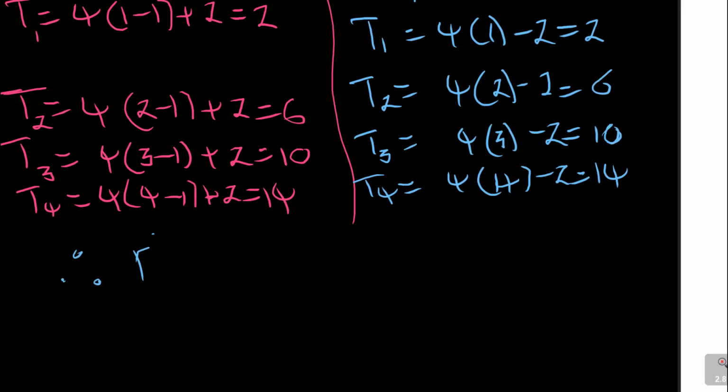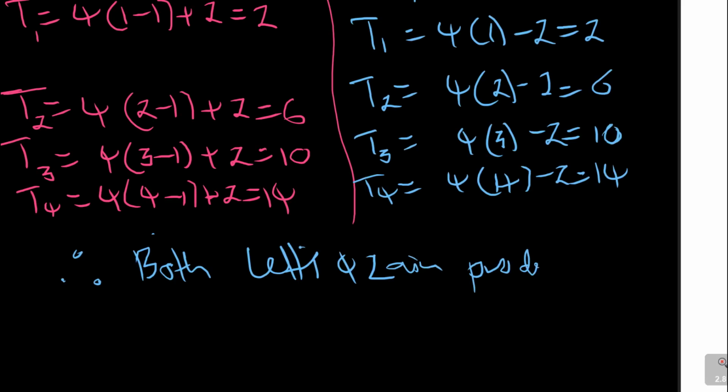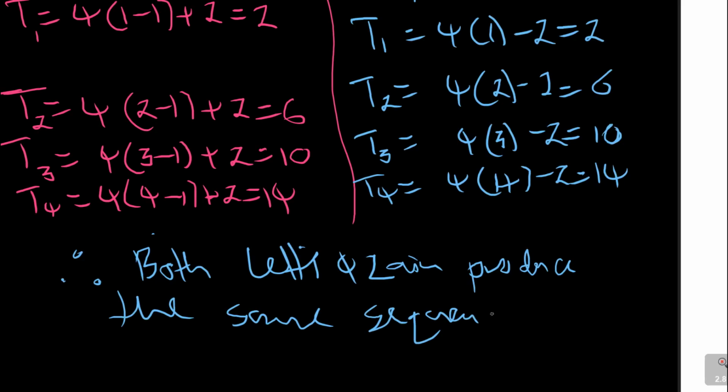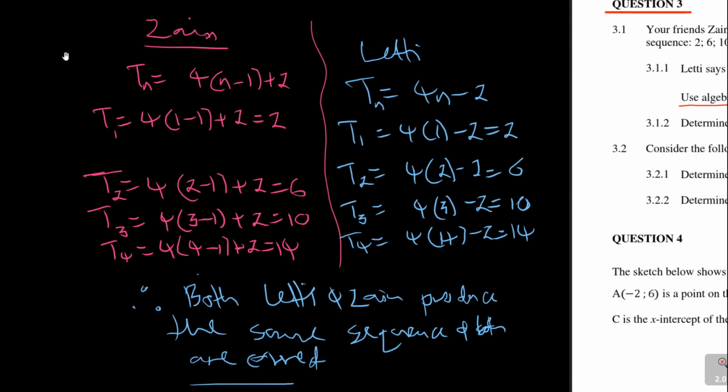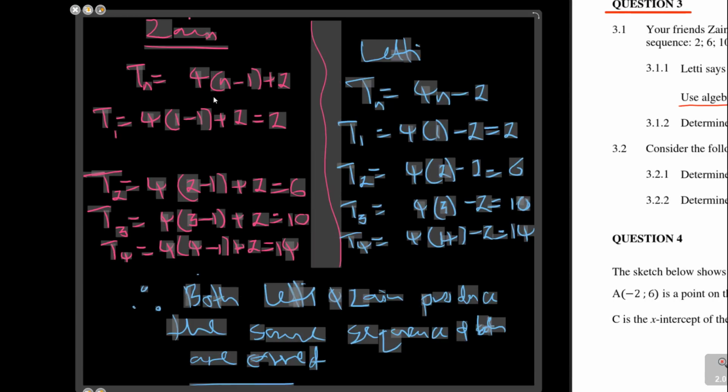Therefore, both Letty and Zane produce the same sequence, and both are correct. You understand? It's still algebra to me. It looks long, but it's still algebra. If you were stranded, that is what you could do. But the simple one I showed you.